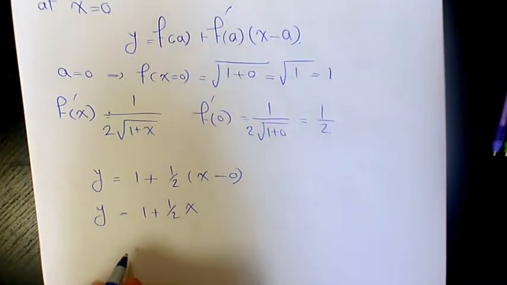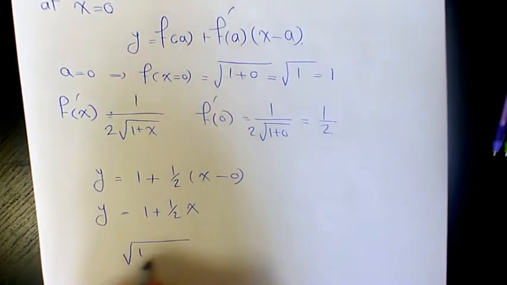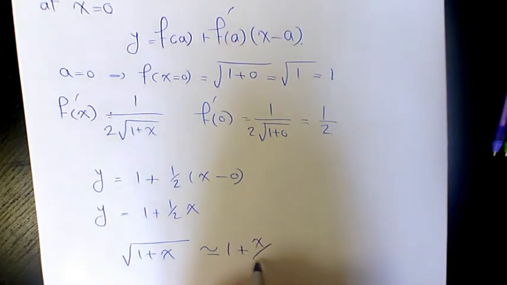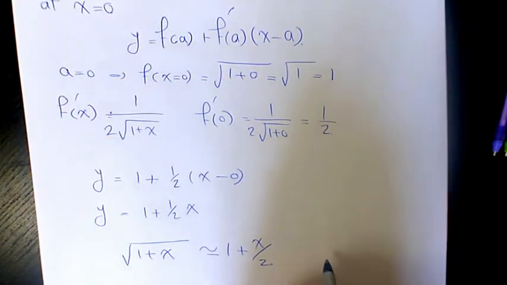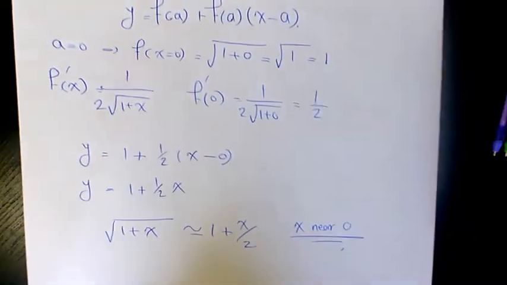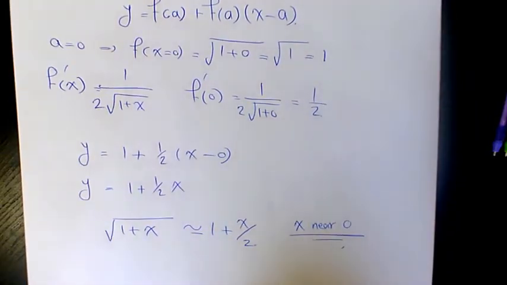So the approximation to square root of 1 plus x is going to be 1 plus x over 2 at values of x near 0. So that's how we find the approximation. Let's see another example.